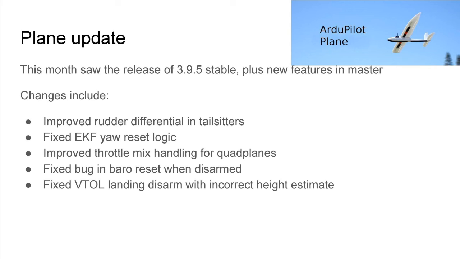And fixed a VTOL landing disarm bug when you have a bad height estimate. So if, for example, you've got a bad rangefinder or you've badly estimated the height of the terrain you're going to be landing on, then it previously could just sit running the motors forever and not try and disarm because it didn't think it had got into the land final altitude. And we fixed that up so it will disarm as long as it's in a landing state.